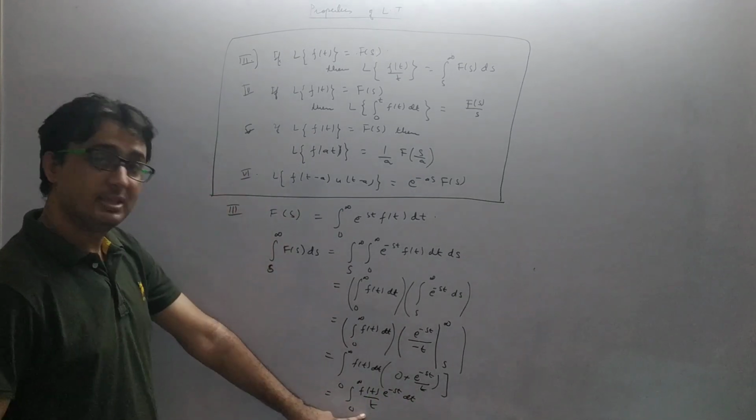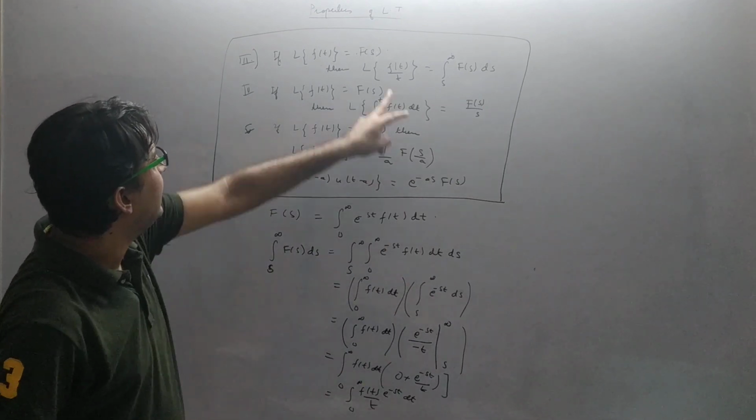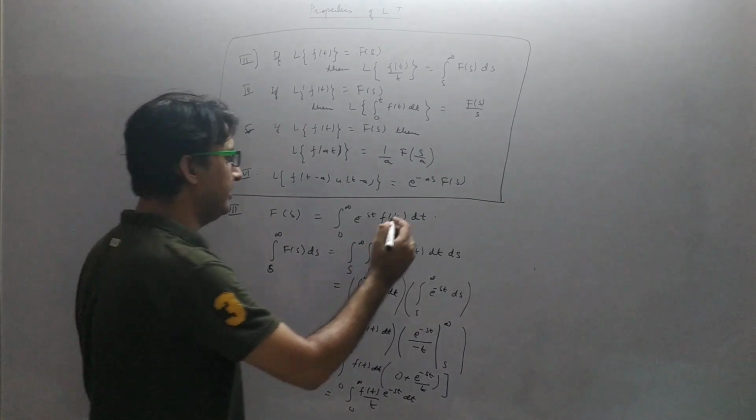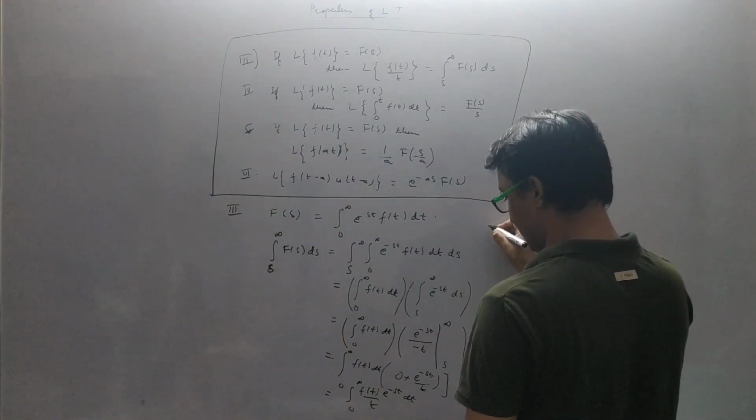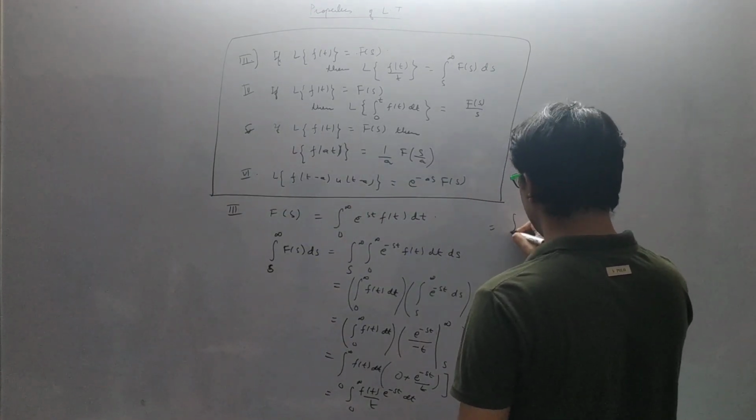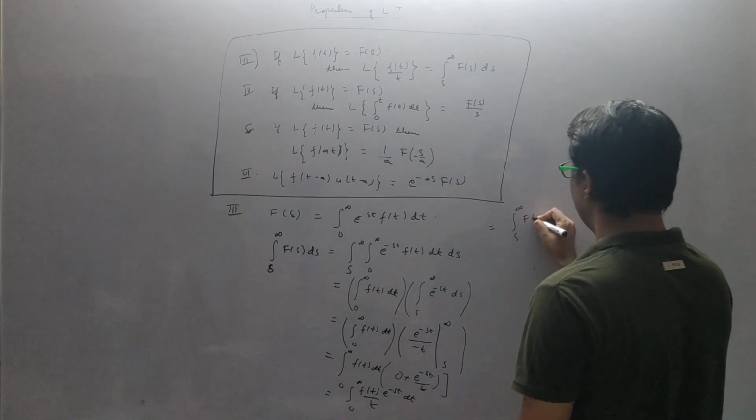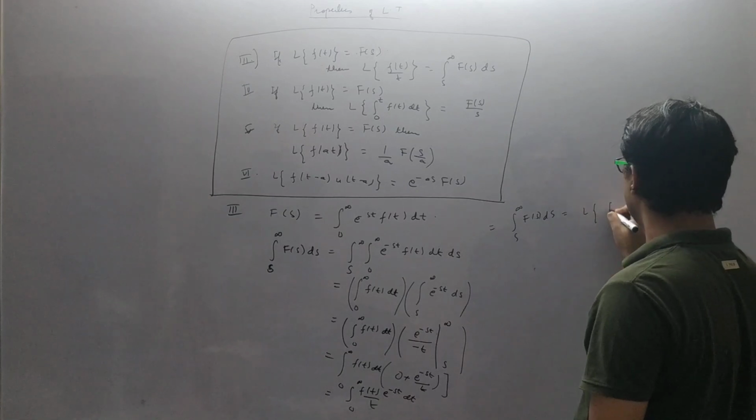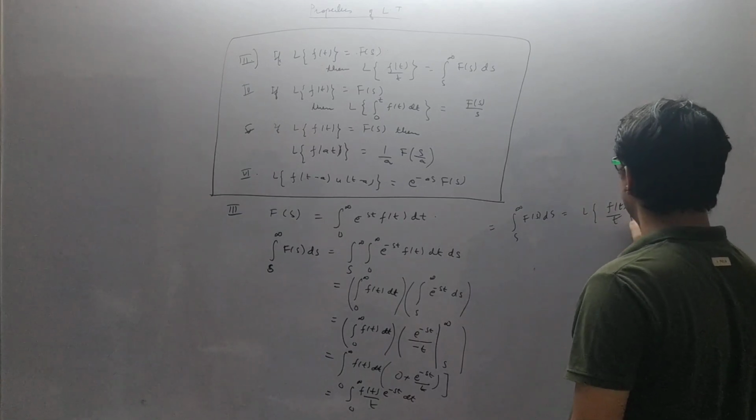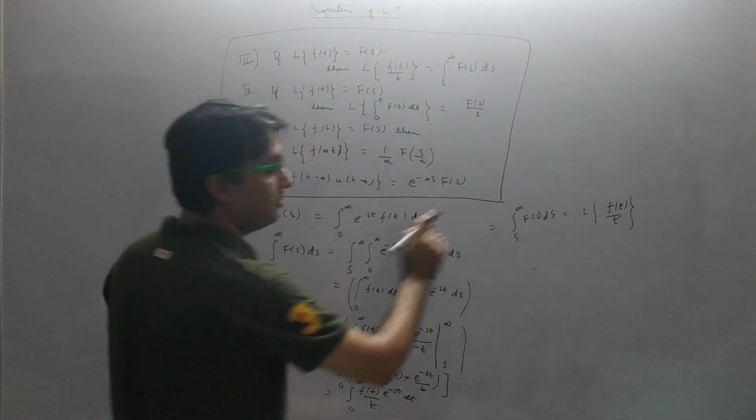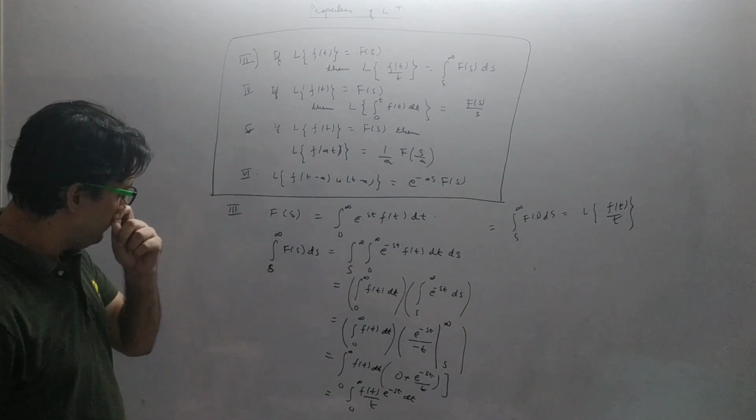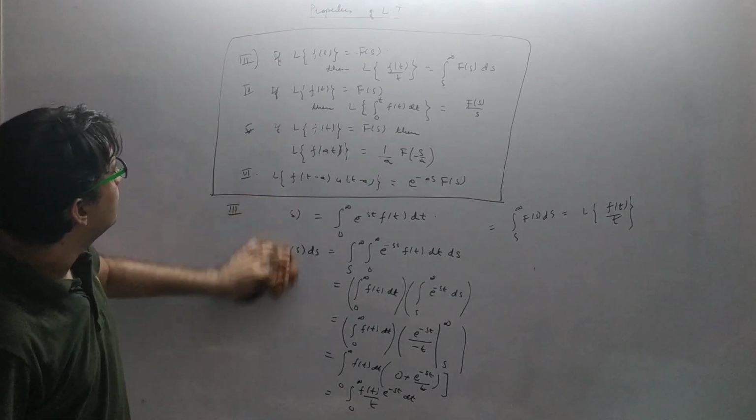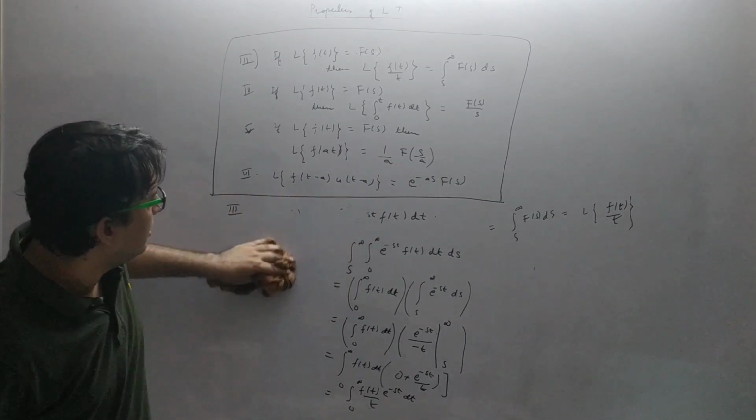So this is again simply the Laplace transform of ft by t. So we can write over here that the integral from s to infinity of f of s ds is equal to Laplace transform of ft by t. So we have just now proved this equation, the third one. Now it is pretty much clear. Now we are going to prove the fourth property.